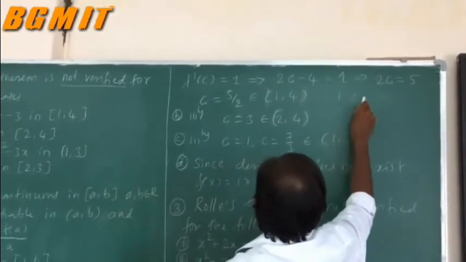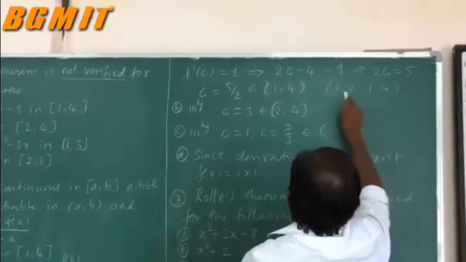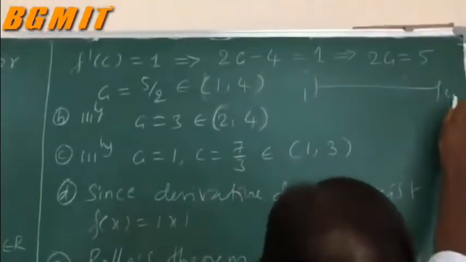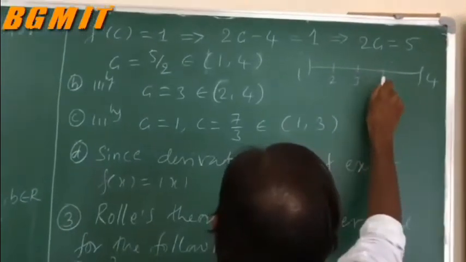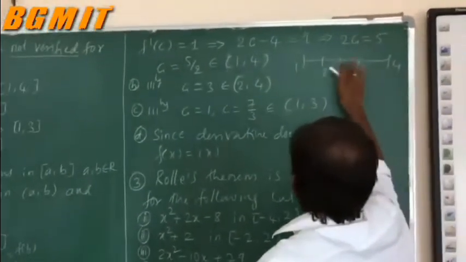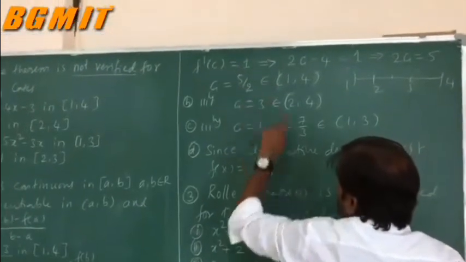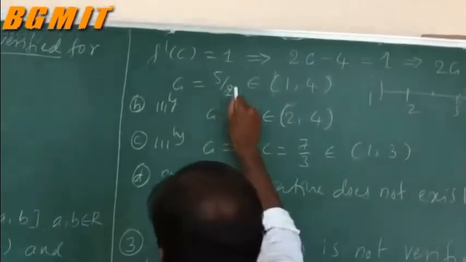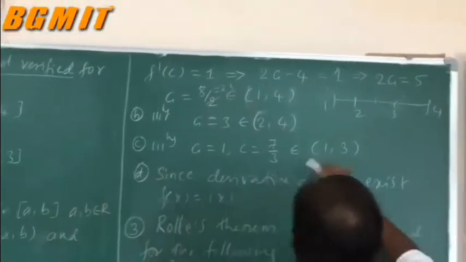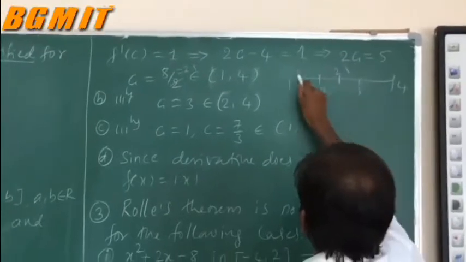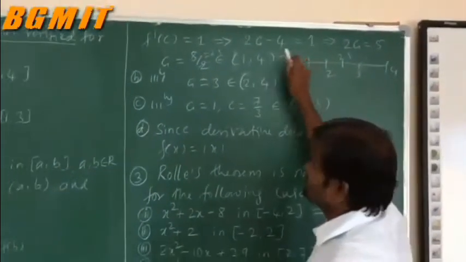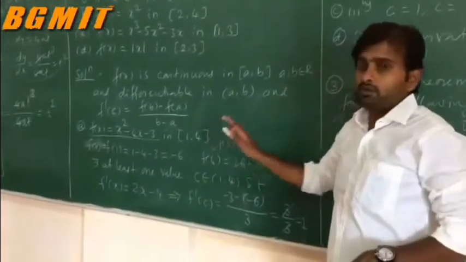So 1, 2, 3, 4. Between 1 and 4 we have the points 2 and 3. Our value is 5 by 2, which is 2.5, approximately. So 2.5 is here. This c value is in this interval. If it is in this interval, then the mean value theorem is verified for this function.